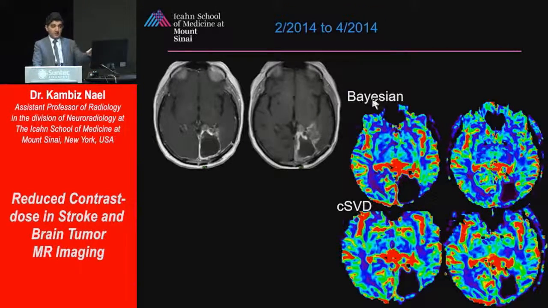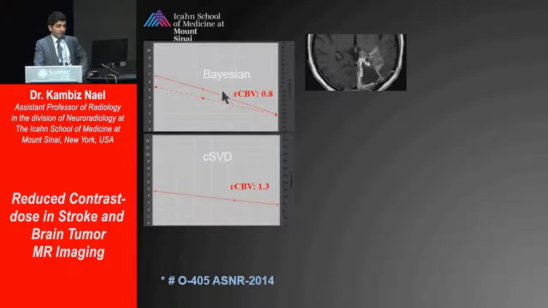At the top row are images processed with Bayesian, and the bottom row are processed with CSVD. We usually co-register these longitudinal images, and then we draw ROIs to see how the rCBV is changing over time. When you look at the Bayesian processed images, you can see this progressive decline in rCBV values to basically the latest from here, which is 0.8. That's compared to contralateral white matter. And when you look at the CSVD, you also do see progressive decline, but with higher values.